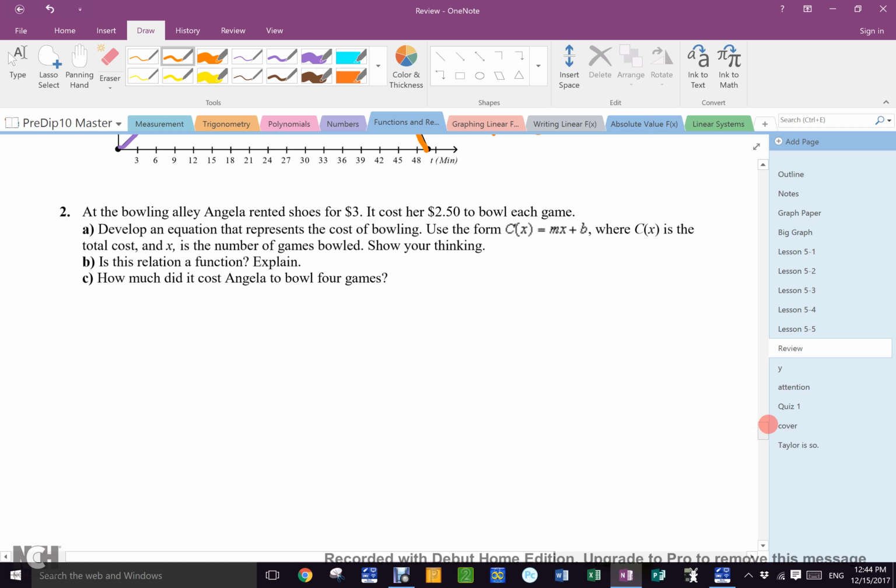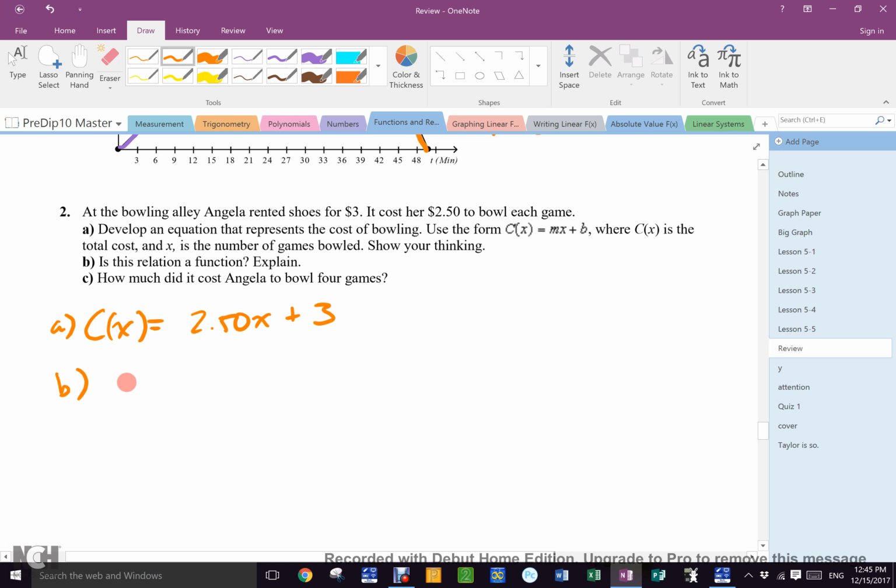At the bowling alley, Angela rented some shoes for $3. It cost $2.50 to bowl each game. Make the equation in function notation. Cost of x equals what? $2.50x plus 3. Done. Yep. Does anybody need to know why? No. Everybody's got it? Excellent.